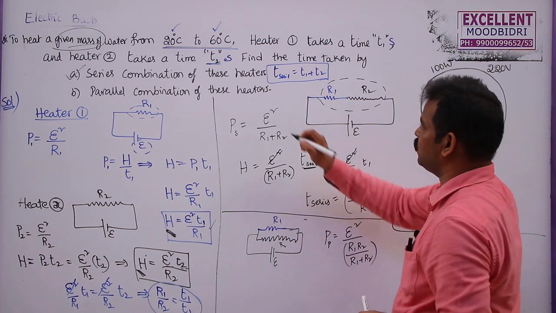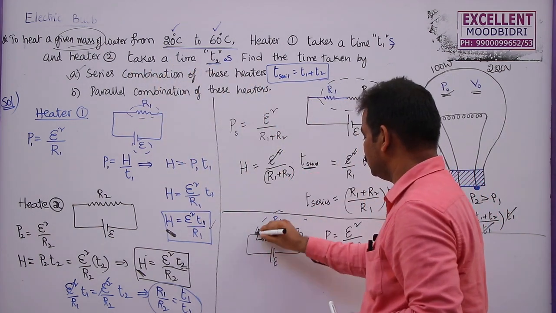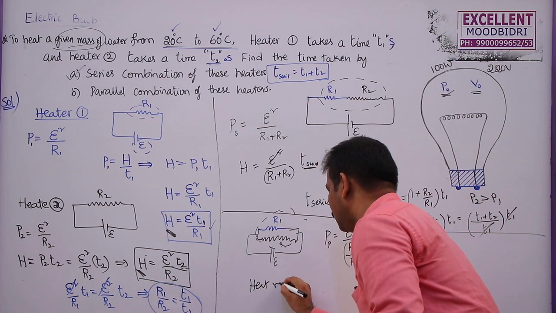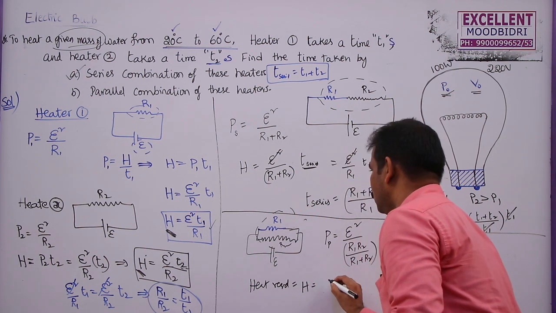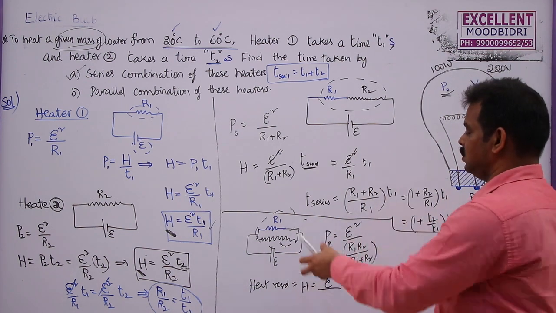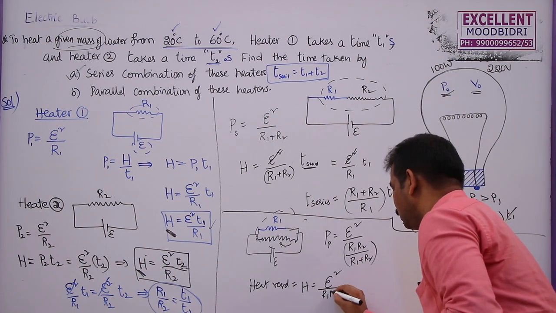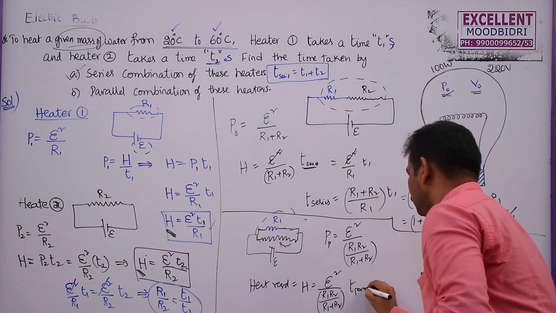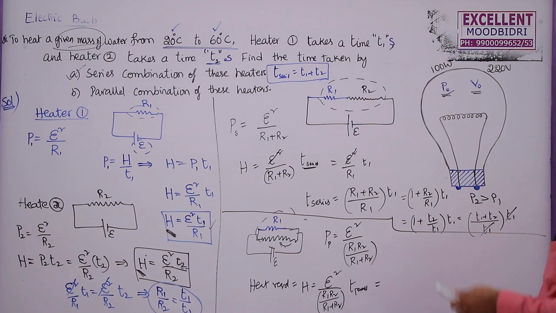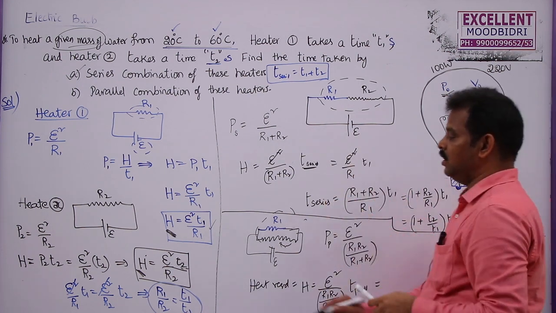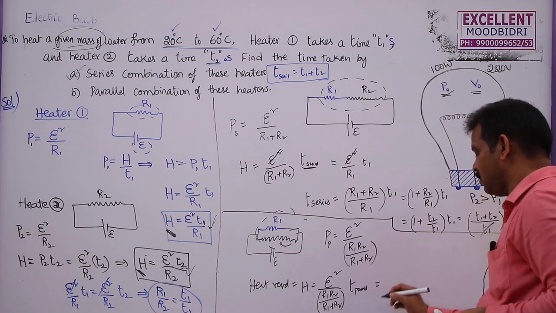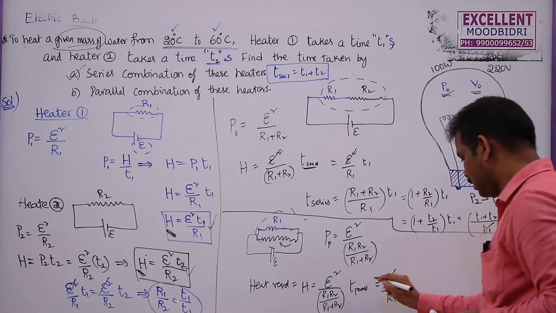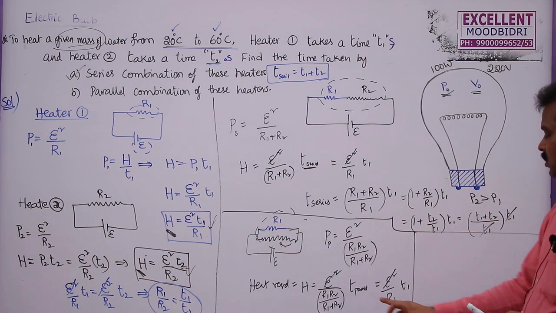But how much heat is required to heat the water from 20 to 60? The heat required here is H is equal to E square by the total resistance of this combination, that is R1 R2 by R1 plus R2, into the total time taken in parallel combination, T parallel. But how much heat is required to heat this water? Same as this or this. You can take any one of these equations. This will be given by E square by R1 T1. You can cancel E square and E square. Now I want this T parallel.